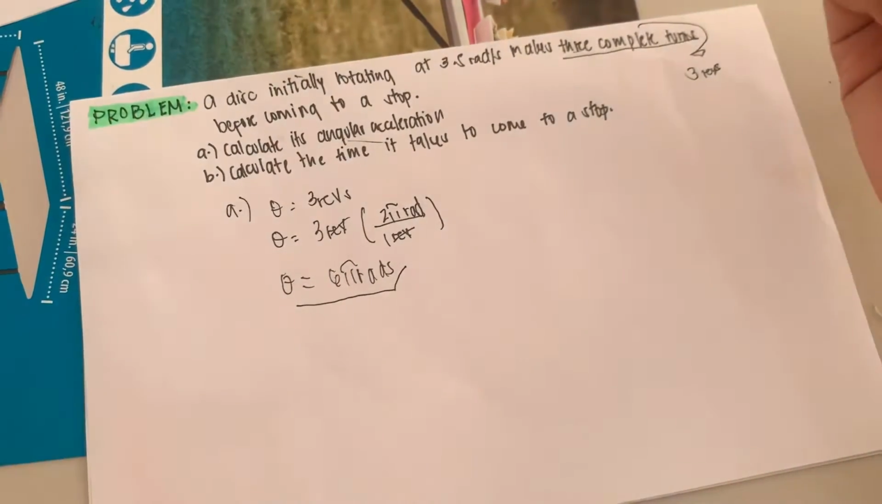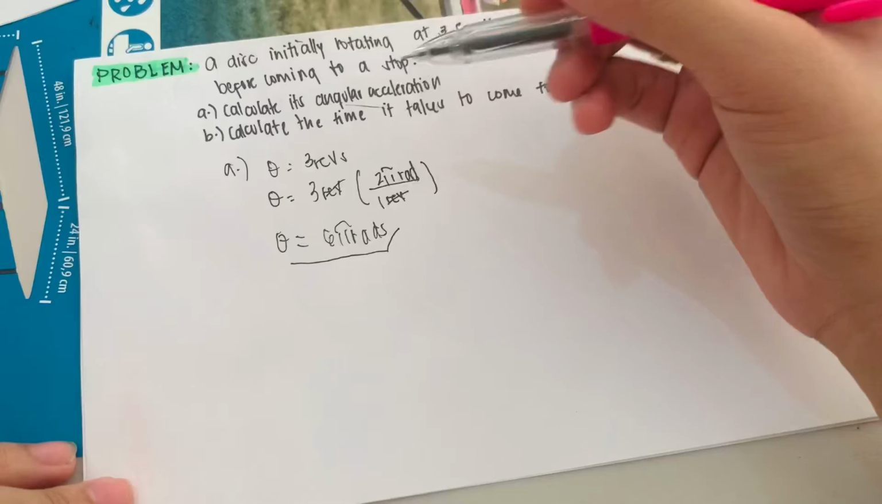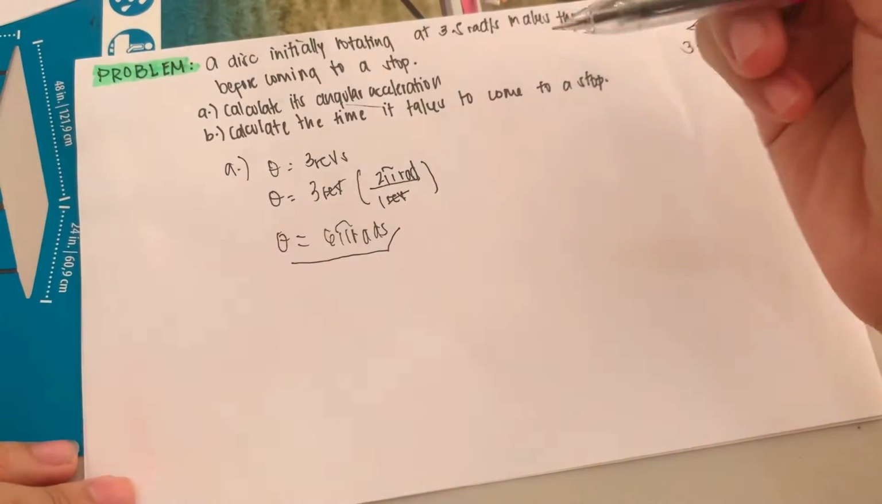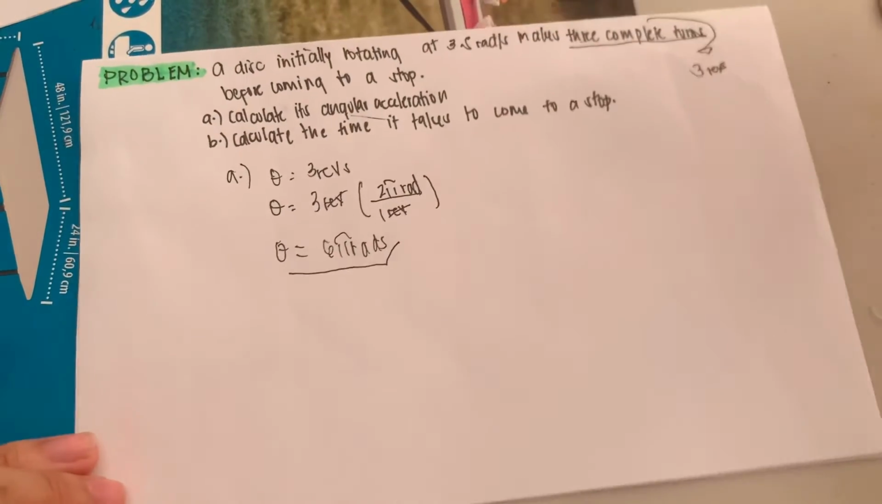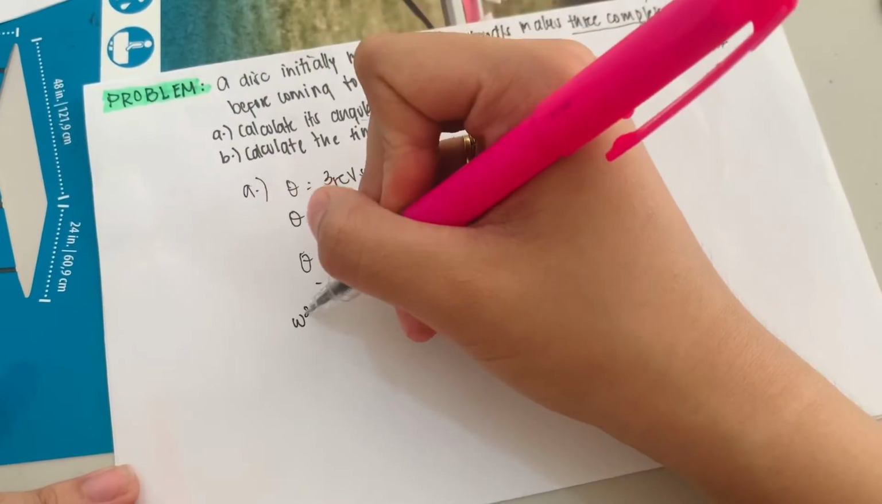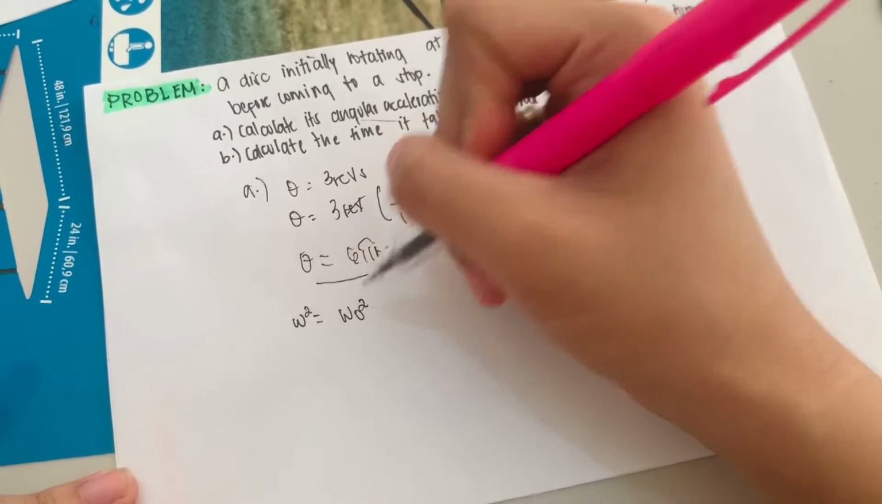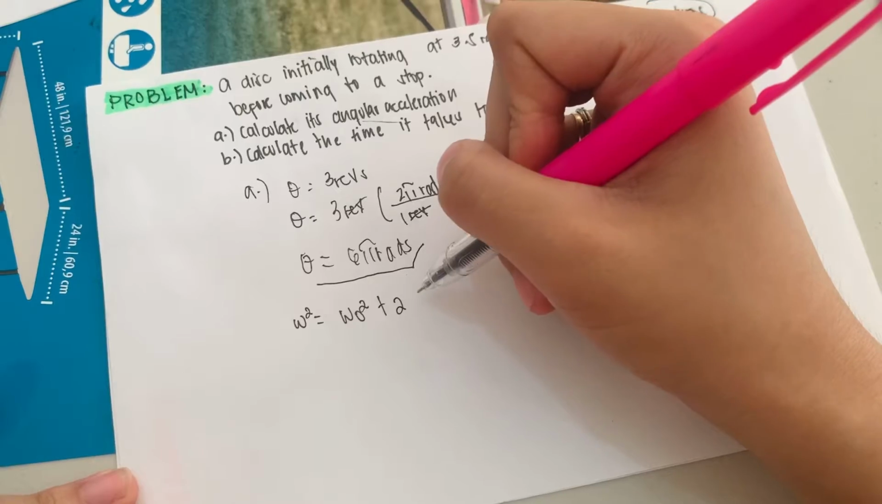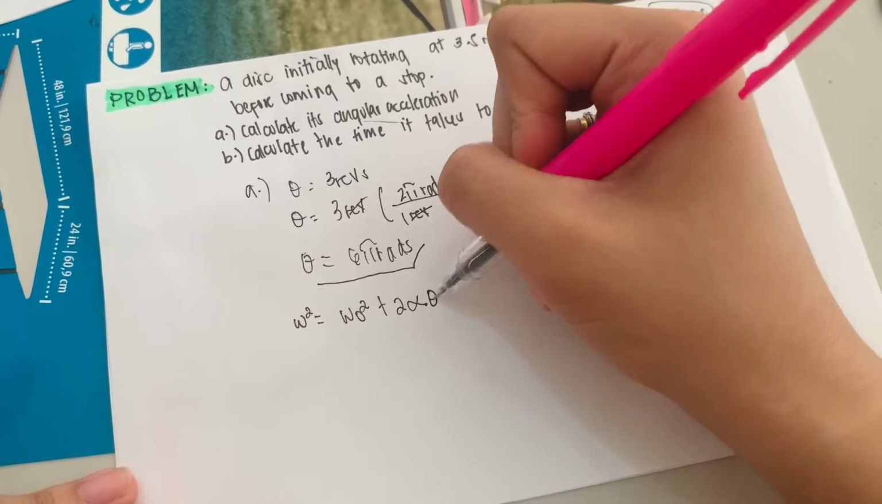Since nakuha na natin yung angular displacement natin into radian, pwede na natin i-calculate yung acceleration natin. So, we're going to use the fifth equation. Ito siya: final angular velocity squared is equal to initial angular velocity squared plus 2 times alpha, or yung angular acceleration natin, times theta.